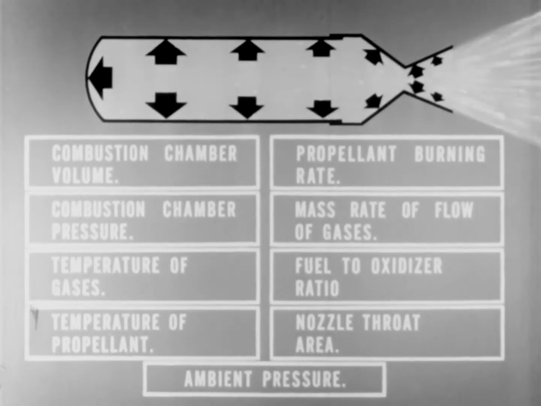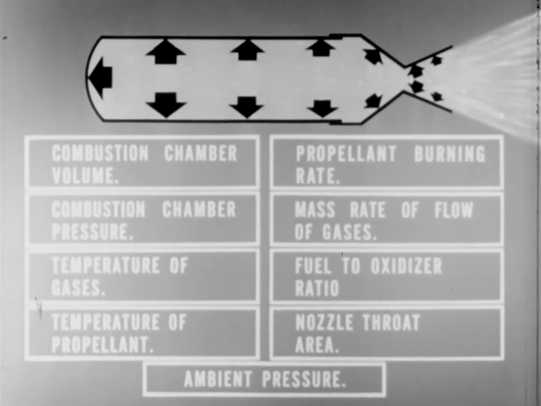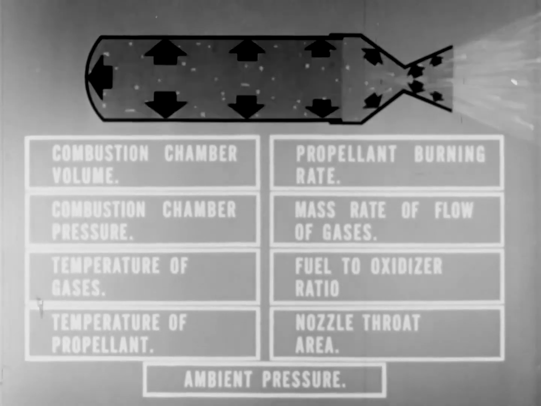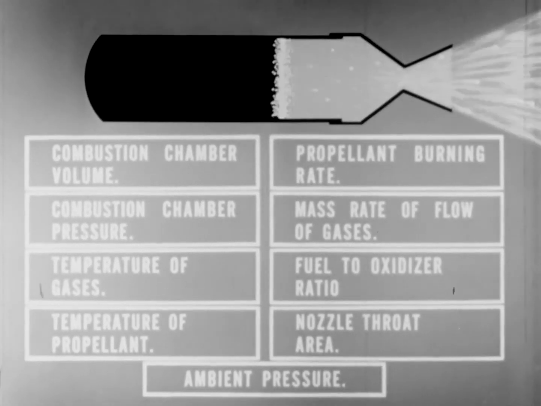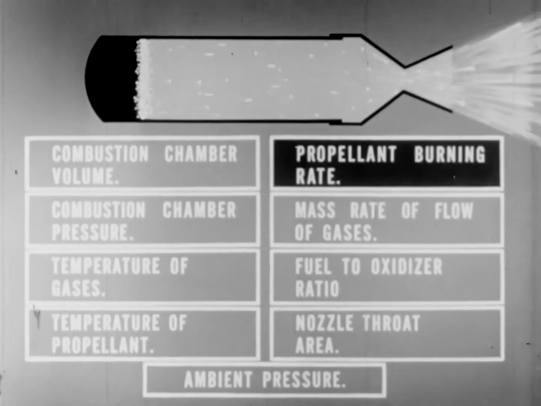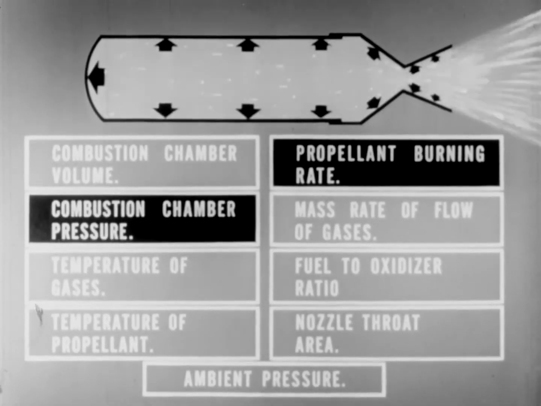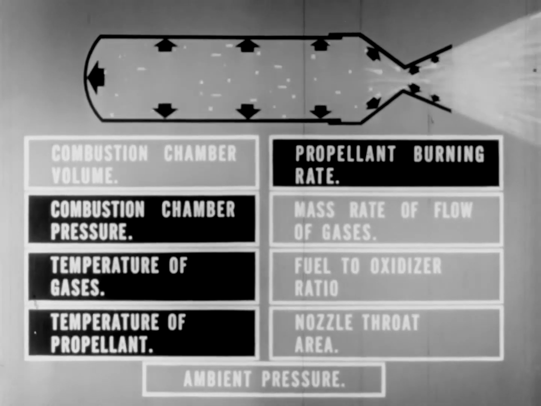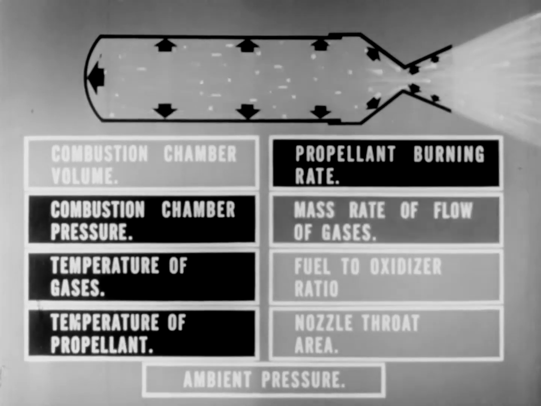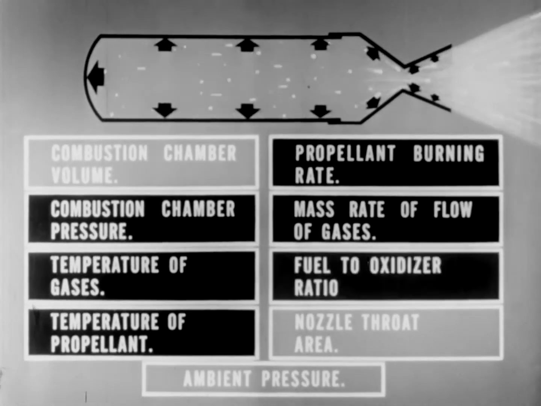So far, we've spoken only of results caused by variations in the physical design of the motor. However, variations in the other factors would cause similar effects. For instance, inhibiting or decreasing the propellant burning rate would decrease combustion chamber pressure, temperature of exhaust gases, the temperature of the propellant, and reduce the mass rate of flow of the exhaust gases. Variations in the fuel to oxidizer ratio could have a similar effect.